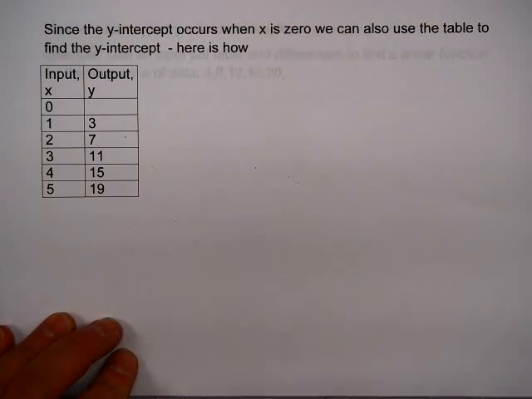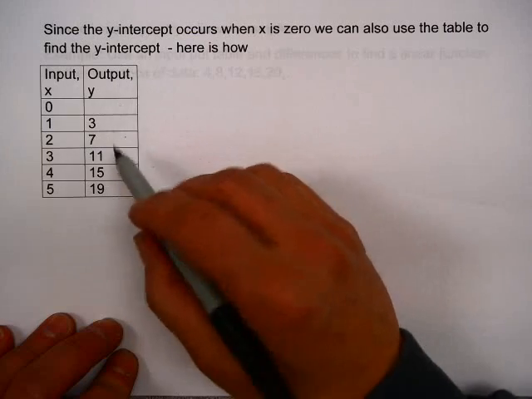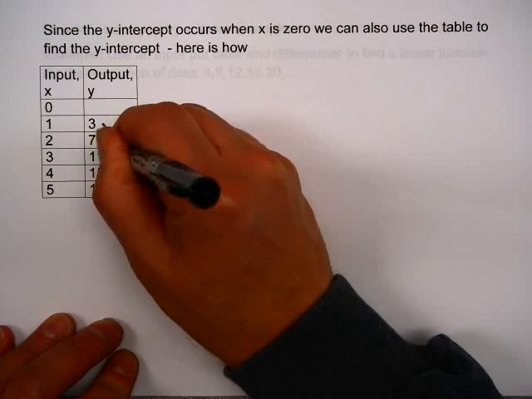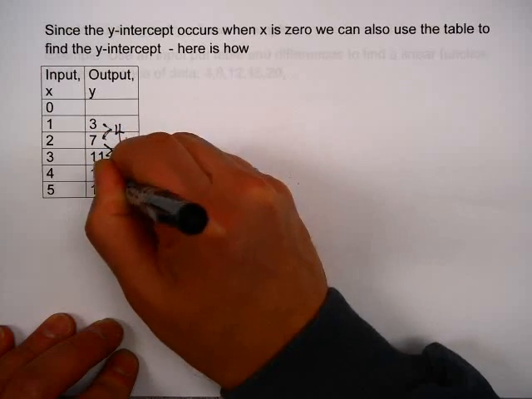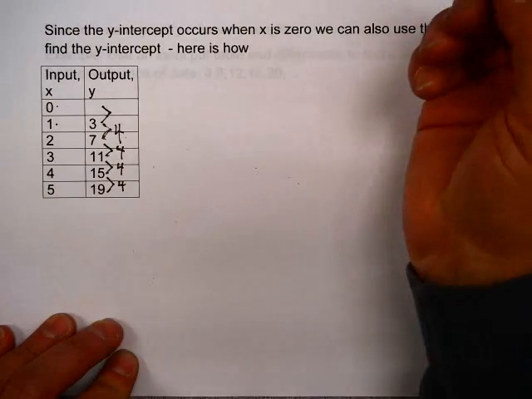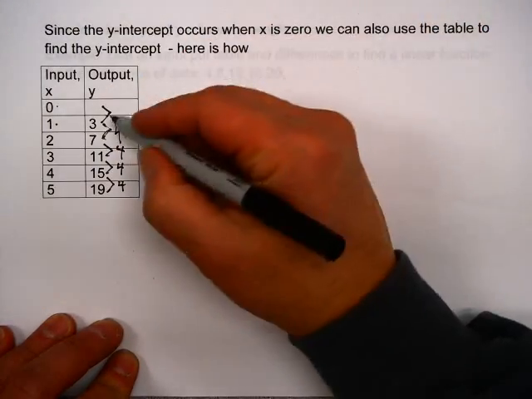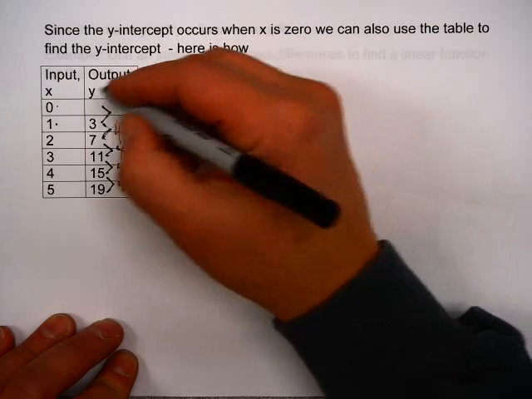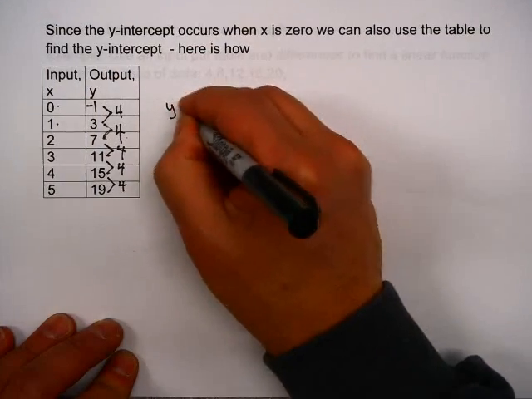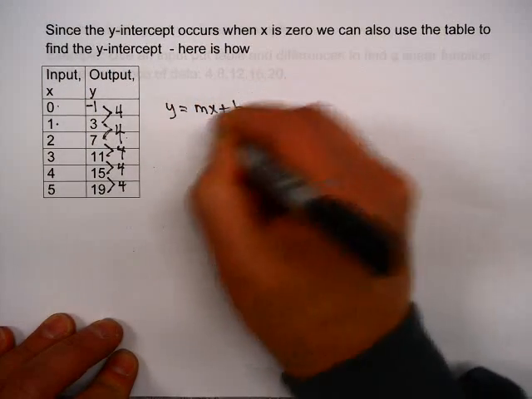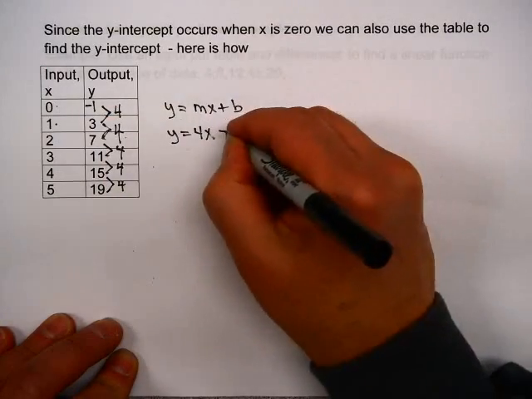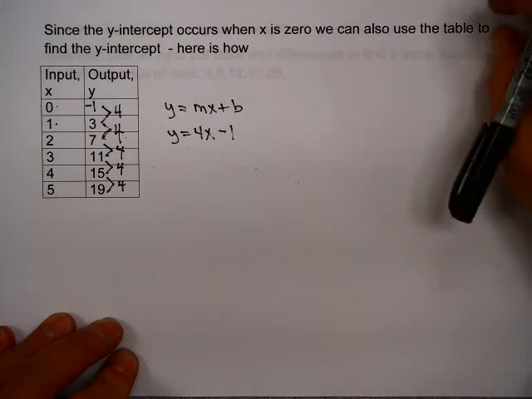Since y-intercept occurs when x is 0, we can also use the table to find the y-intercept. We knew that this was 4, this was 4, this was 4, and this was 4. That means the value before 1, which is the y-intercept because the input is 0, has to be 4 less than 3. Well, what is that? That is negative 1. So again, you could say y equals mx plus b, y equals 4x plus b, and b here has to be negative 1, and that's another way to do that.